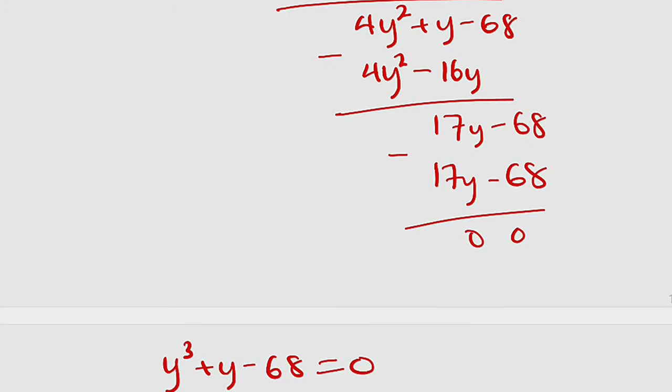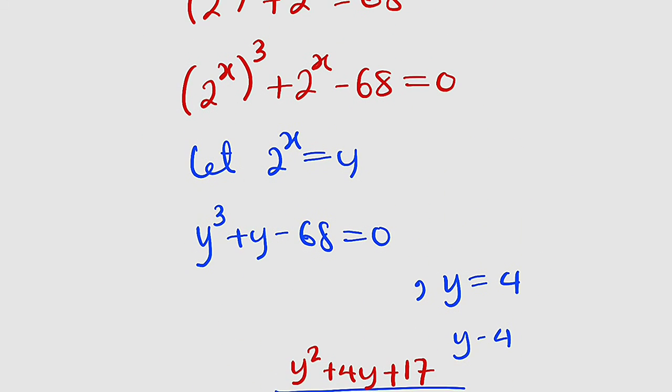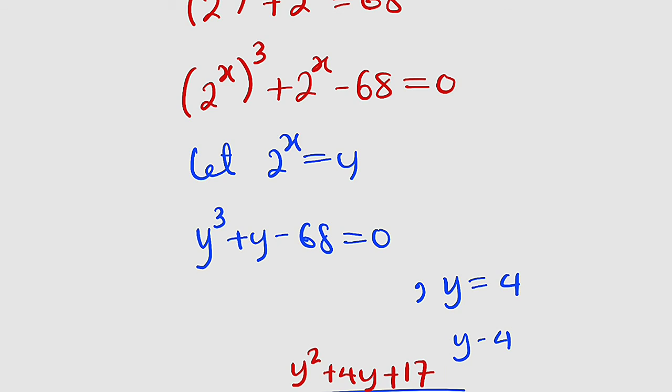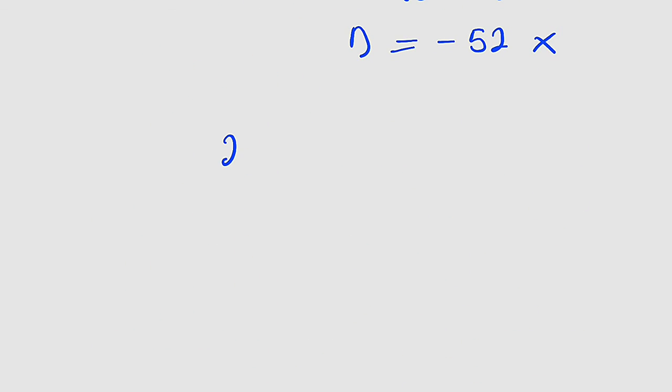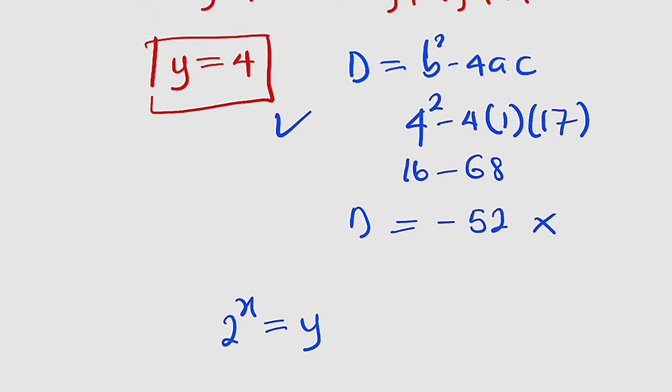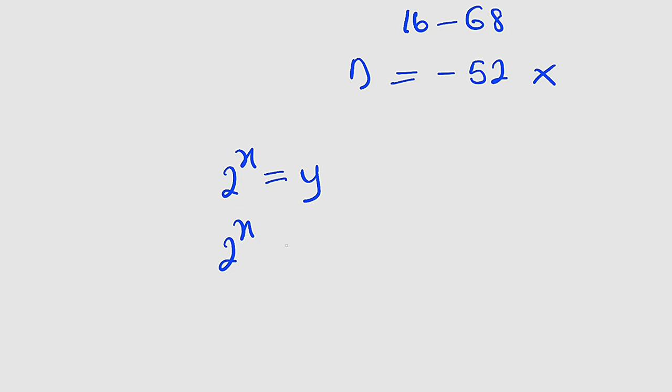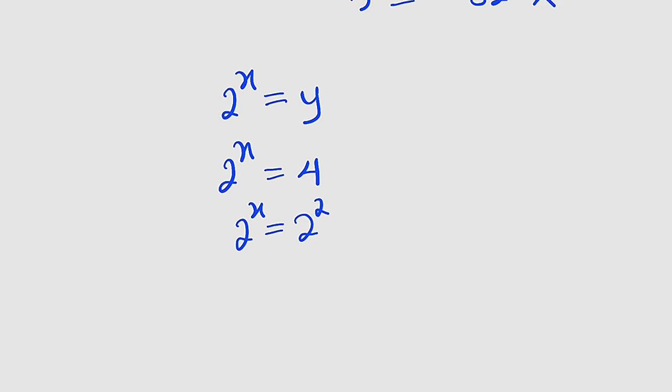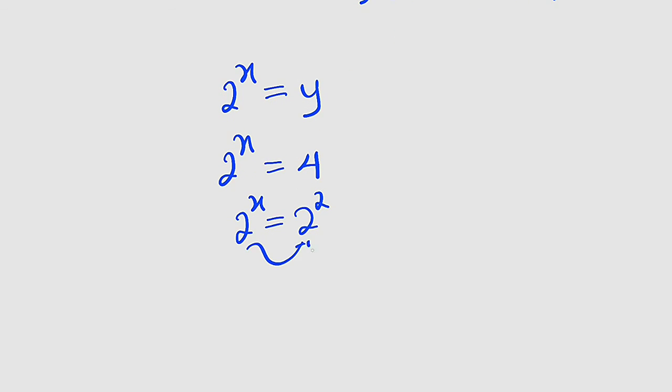But remember that we have declared y to be what? 2 to the power of x. 2 to the power of x is equal to y, right? But we have seen that y is 4. So we have 2 to the power of x equal to 4. And this 4 can be written as 2 squared. So 2 to the power of x is equal to 2 squared. And since we have common bases, we can equate the exponents. So therefore, this implies that x equal to 2.